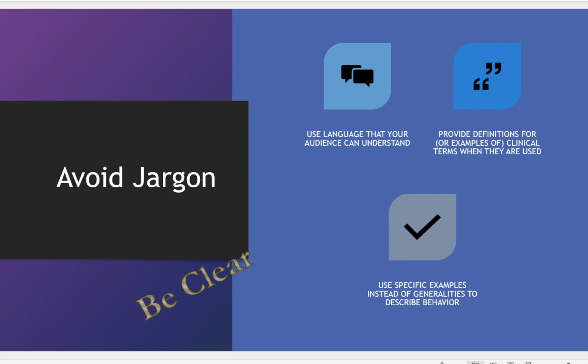Instead of saying oriented 3 times, this may make no sense to some people, even though for psychologists it makes a lot of sense. Instead, we might say that the person can respond to their name, they understand the relationship to the examiner, they're aware of where they're located, and they know the date and the time. If we're using clinical terms, then we may have to define them. So, for example, affect, we may, in parentheses, write behavioral expression of emotion. So the reader understands affect.